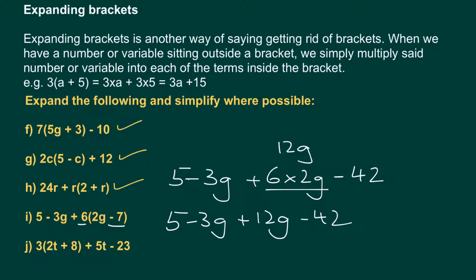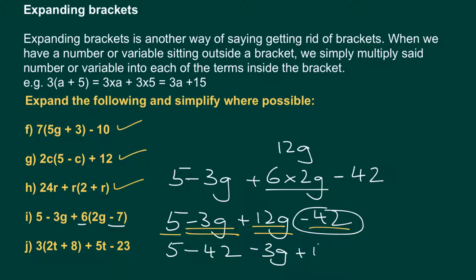Now, if we look at our like terms, we have the 5 and the 42, which are like, and then we have the minus 3g and the plus 12g, which are also like terms. So, if we were to write them out next to each other, just for simplification purposes, so 5 minus 42, remember we always take the sign with it, and then we have minus 3g plus 12g. Alright, so now 5 minus 42 gives us a negative 37, and then minus 3g plus 12g, or minus 3 plus 12, gives us a positive 9, and then obviously a g as well. So the simplified version of this is minus 37 plus 9g.